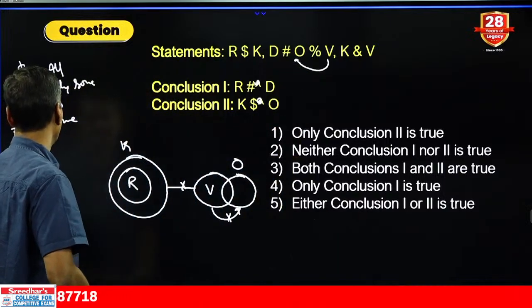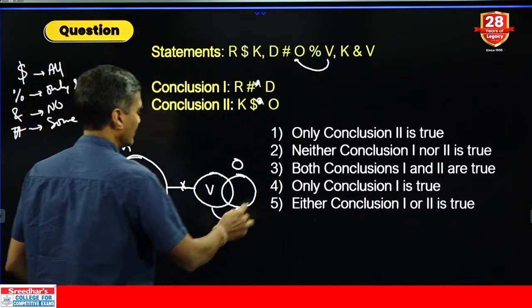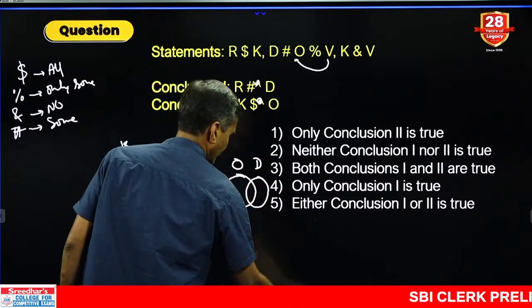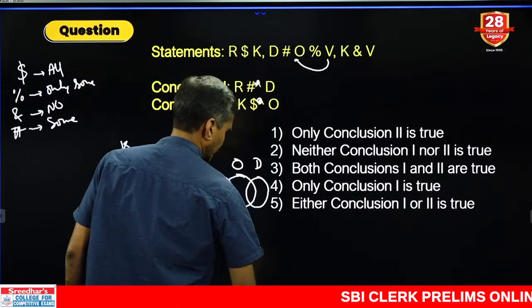And next one, D hash. Some D's are O. Now some of the D's are O. This is the basic diagram. Then coming to the first conclusion.